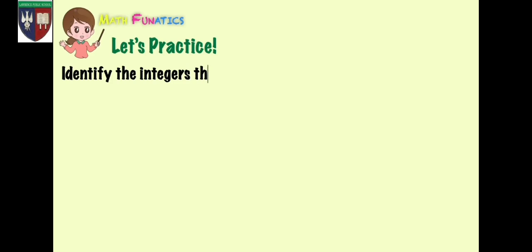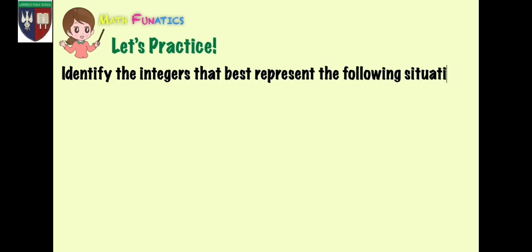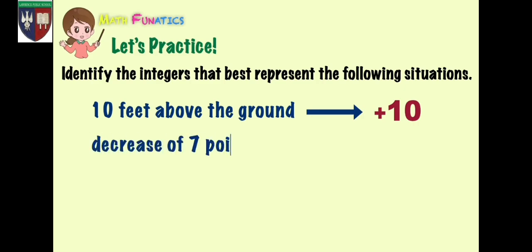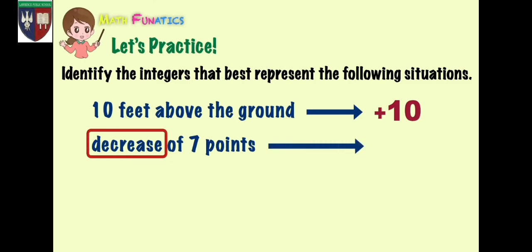Now let's practice what you have learned about integers. Identify the integers that best represent the following situations. In the first situation, which is 10 feet above the ground, we see that the word that was used is above. Above means positive, so the integer is positive 10. Next, decrease of 7 points. The word decrease means negative, so the answer is negative 7.